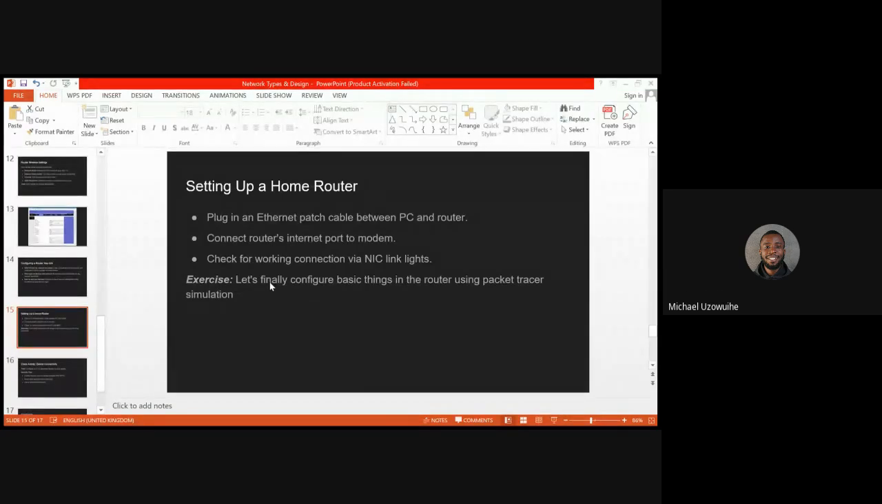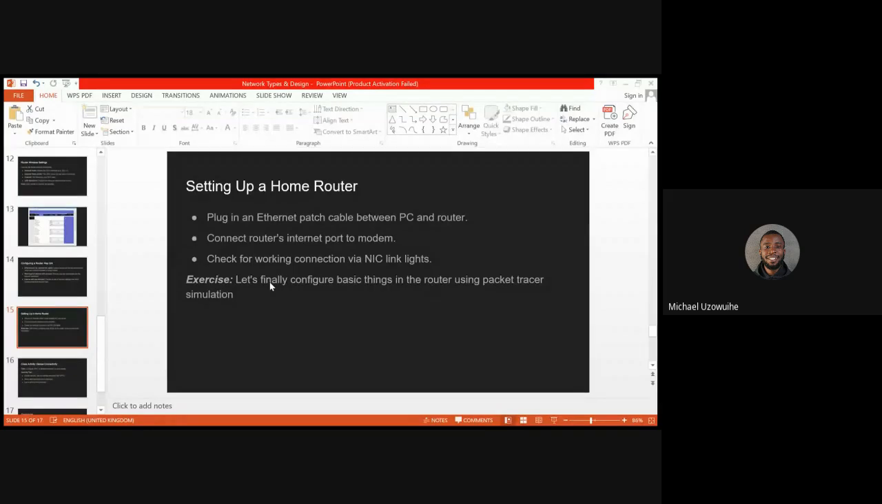Then check for a working connection. When you plug in these cables, check to see that there is a beaming light. It will show a green light, showing that something has been connected and is working perfectly. I'm talking about physically, when you see it. You will see a green light. Yellow means something is quite wrong, a warning. So a green light means a connection has been made.